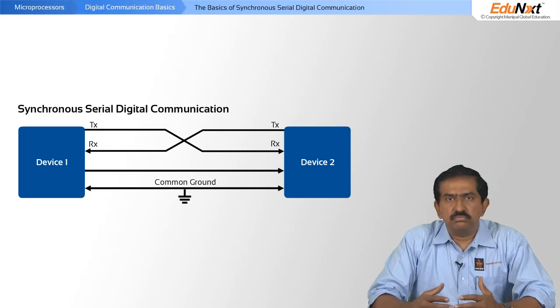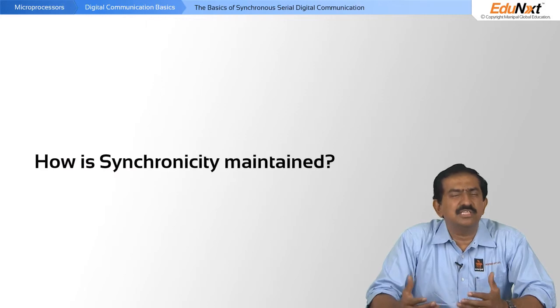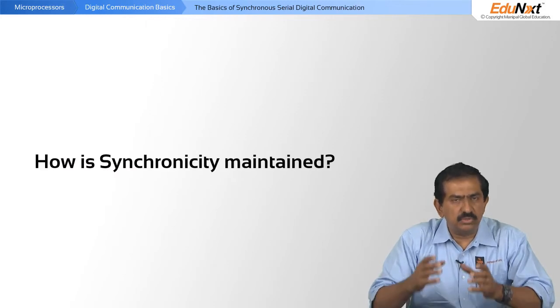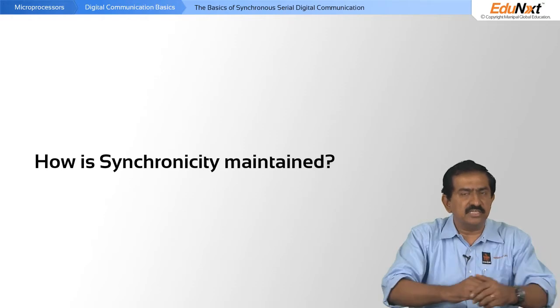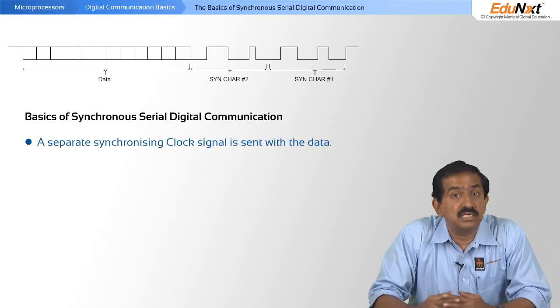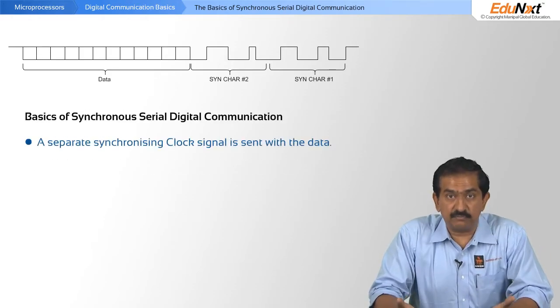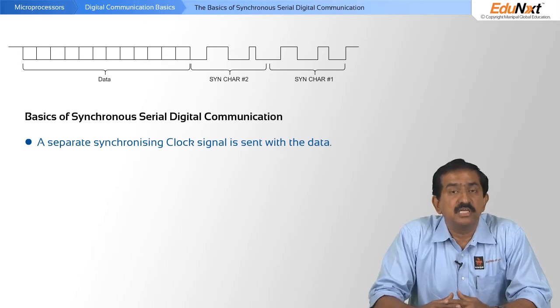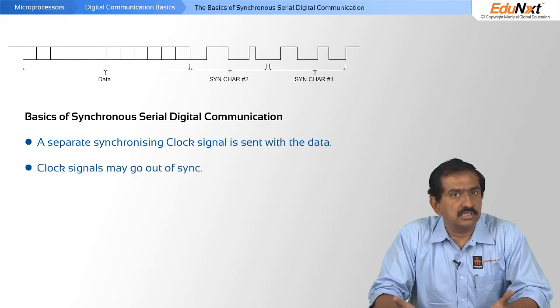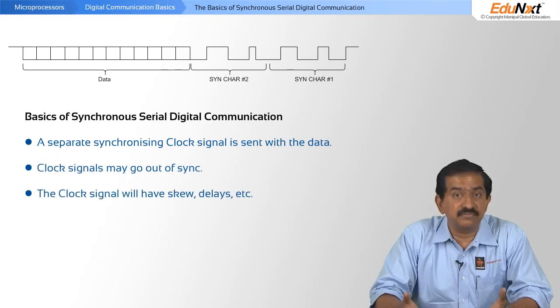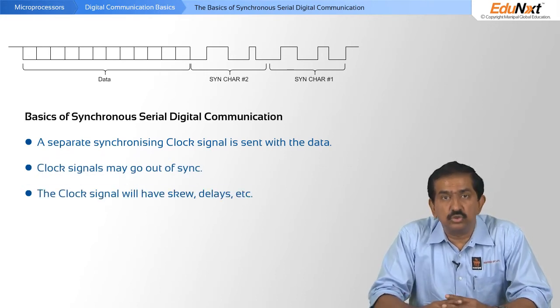What about the correction protocol, or in the case of a synchronous digital device, how is synchronicity maintained? How is the device that receives information synchronous with the device that transmits? I said that there is a clock signal. And of course, a clock signal helps significantly in synchronizing data transmission. But a clock signal is not perfect. A clock signal can have skews, can have delays, and so on and so forth.